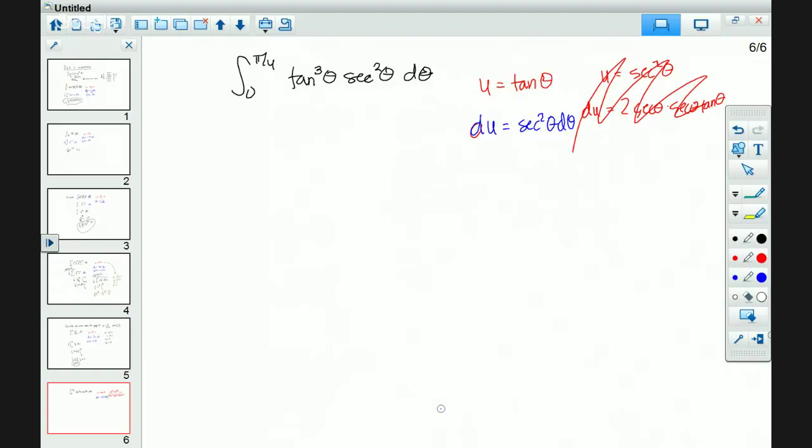Well, tangent is u, to the third, and then d theta. You see how all this here, it's all gone. Now, is that a lot easier? Yeah, that's a lot easier. Do you want to change your limits or leave them? So if it's 0, what's tan at 0? Sine over cosine. Sine at 0 is 0, cosine is 1. And pi over 4. And you can finish that.